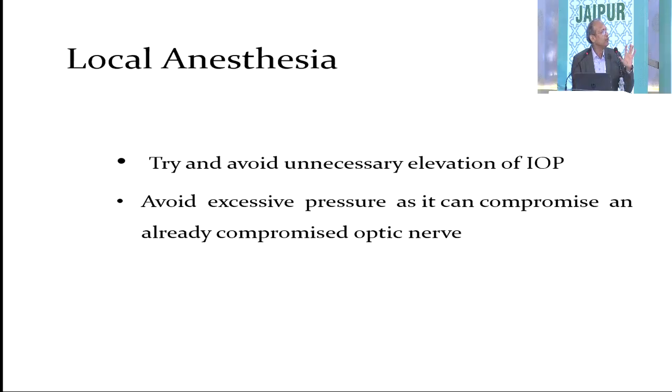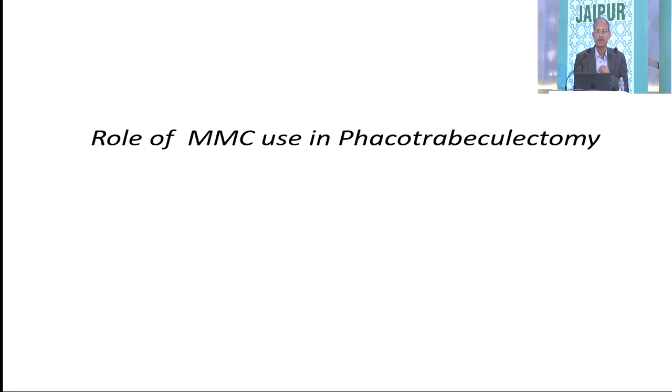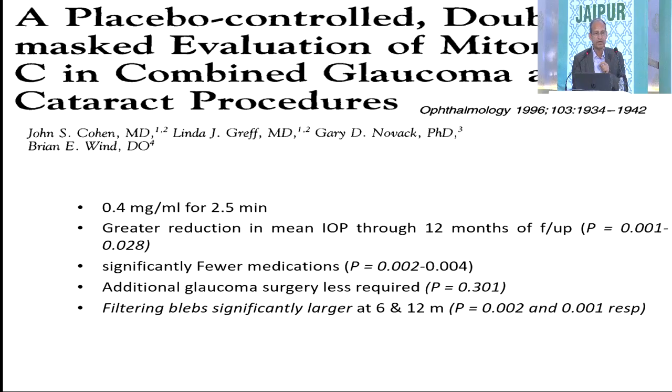So we should try to give the minimum anesthetic agent required, and we should avoid excessive massage as it can compromise an already compromised optic nerve. Role of mitomycin C in phacotrabeculectomy. Since this is a combined surgery, this is not only trabeculectomy. When you are combining trabeculectomy with any other surgery, like cataract surgery in this case, it becomes a high-risk surgery. So mitomycin C is a good option in such patients.